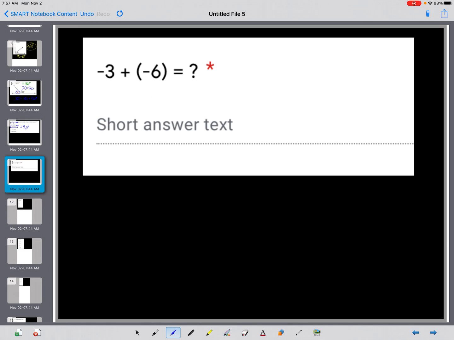Okay, here we're asked to add two negative values. The thing to remember about adding values that are on the same side of 0 is that you're going to keep the common sign that is in those values. So it's essentially 3 plus 6, which is 9, but keep the negative sign. So the answer is -9 here.